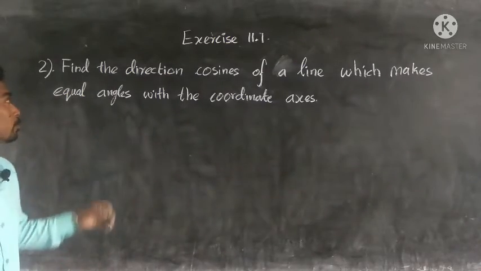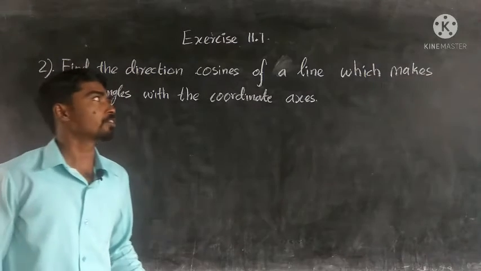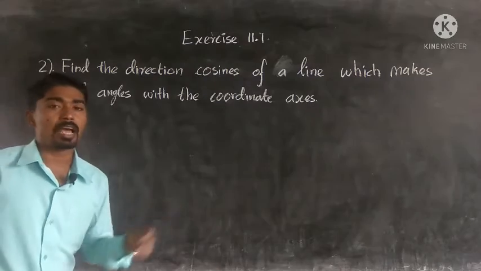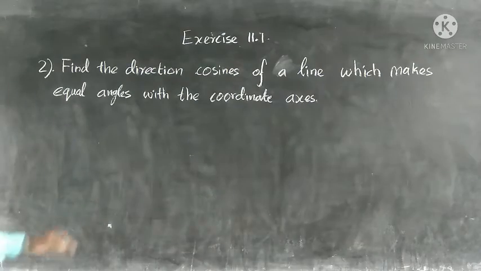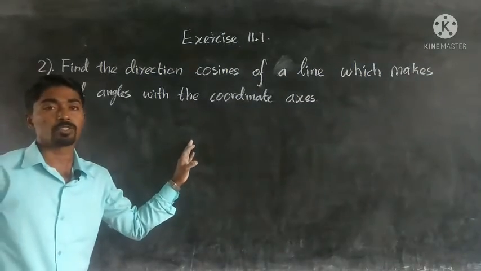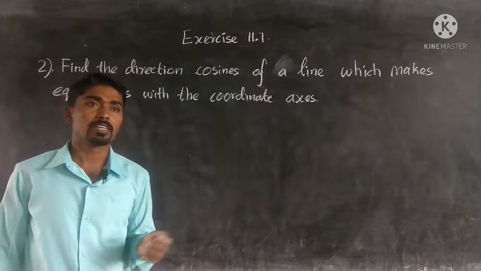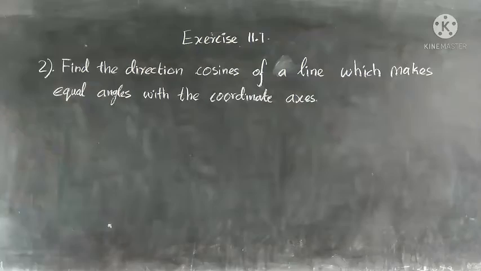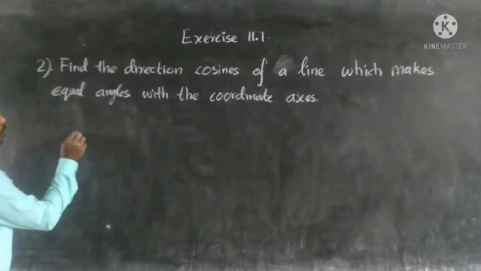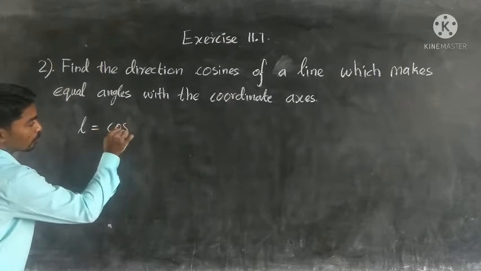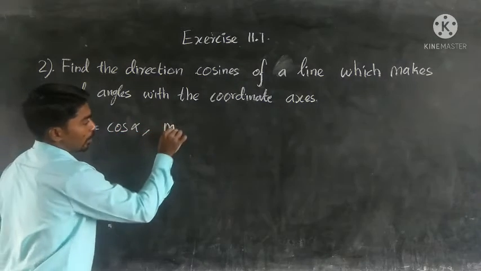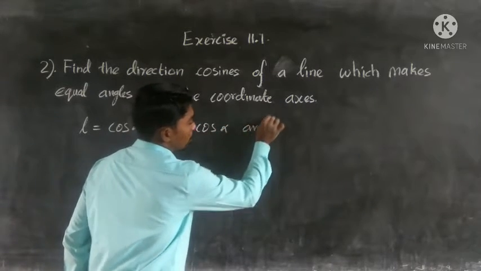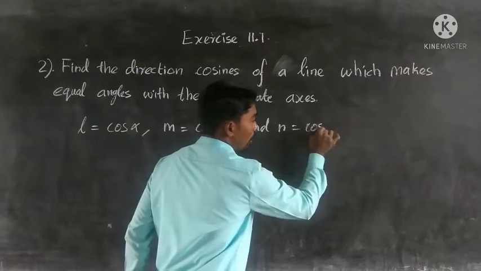Next question, question number 2. Find the direction cosines of a line which makes equal angles with the coordinate axes. So here we are going to find the direction cosines. Let us consider an angle alpha with each of the coordinate axes. So l is equal to cos alpha, m is equal to cos alpha, and n is equal to cos alpha.